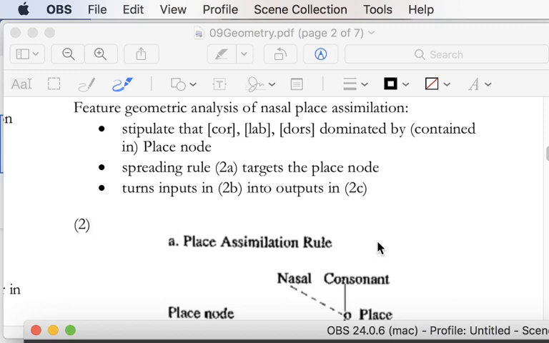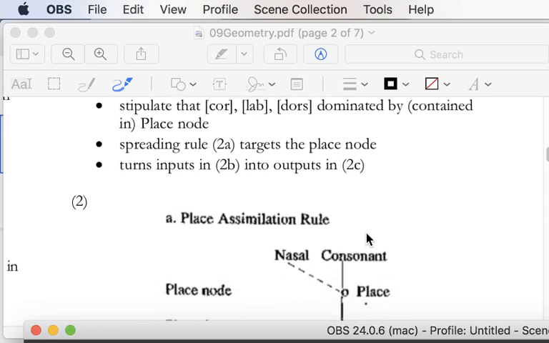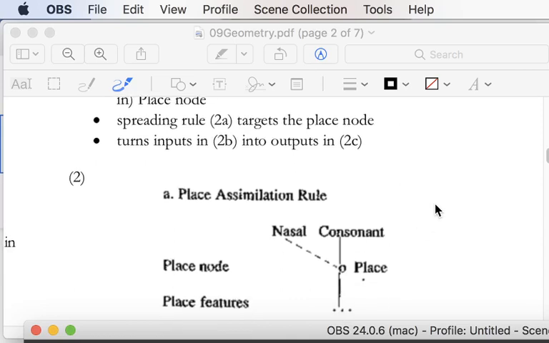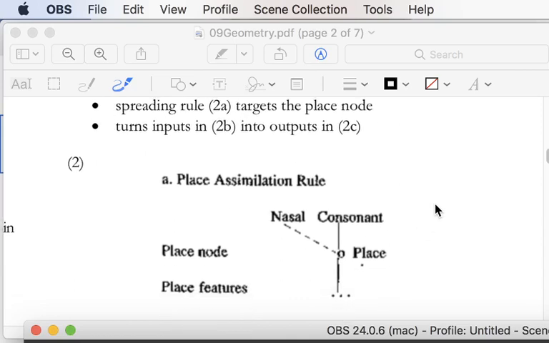This is what I'm actually referring to, this theory where all of these features, coronal, labial, dorsal, they're contained in or dominated by the place node. Now, a node is just a name for a point in a tree structure, basically. So the spreading rule in 2a here is going to target not coronal or labial or dorsal, but is going to target the place node.